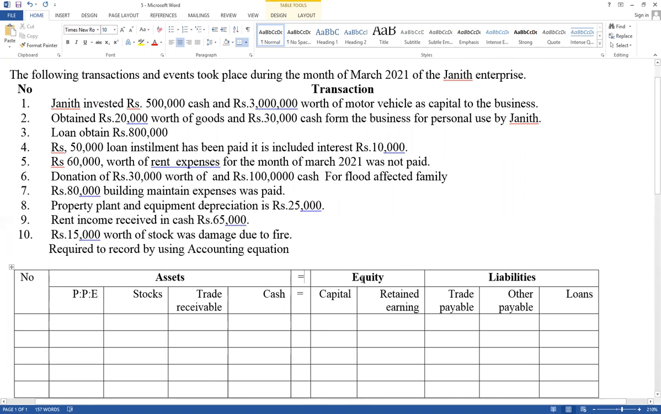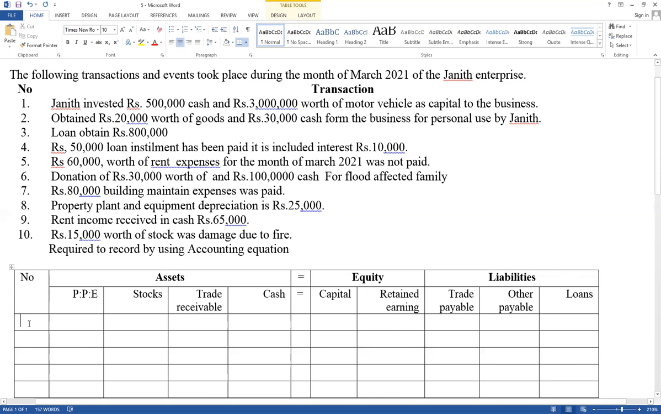If equity is given separately as capital and retained earnings, the effect of income and expense should be recorded in the retained earnings column, and additional capital and drawings should be recorded under the capital column. And assets are also given separately: property, plant and equipment, stock, trade receivable, and cash. Liabilities are also given separately: trade payable, other payable, as well as loan. Now try to record those kinds of transactions by using this equation.